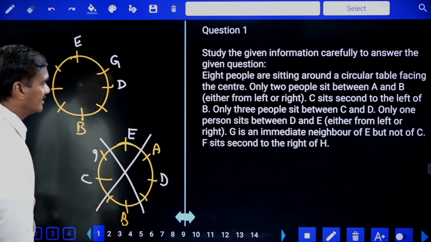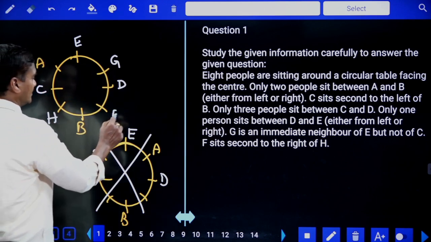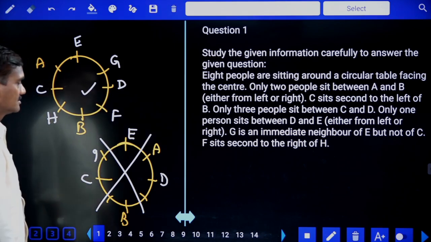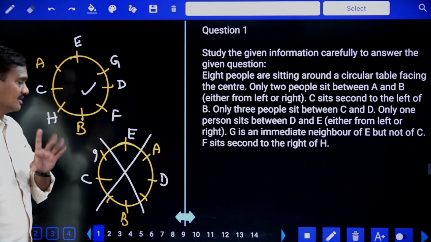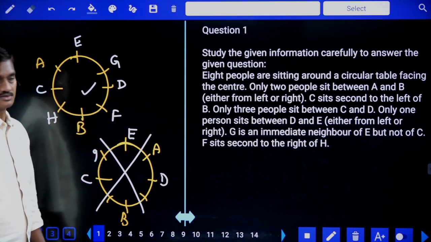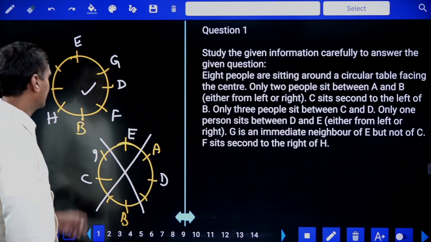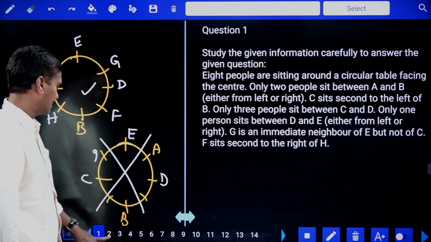And F sits second to the right of H. H is here, F is here. Now this is the final arrangement we have done. Clear now? This is the first basic model. Basic models do not take more than 1 minute. All the persons are facing the center. Hope everyone has got the same answer. BHCA and EGDF is the final arrangement.